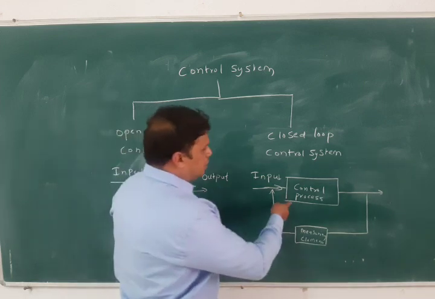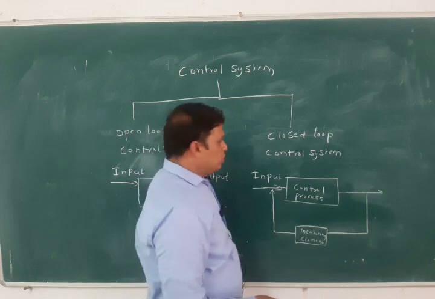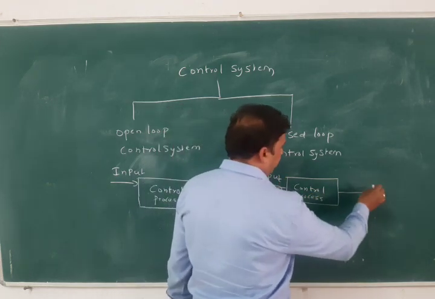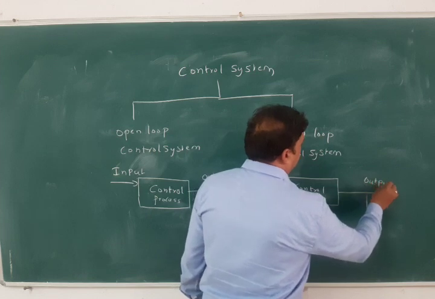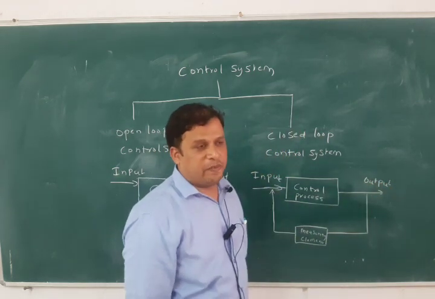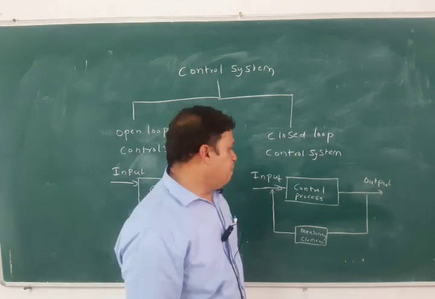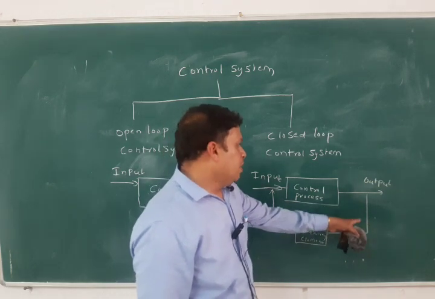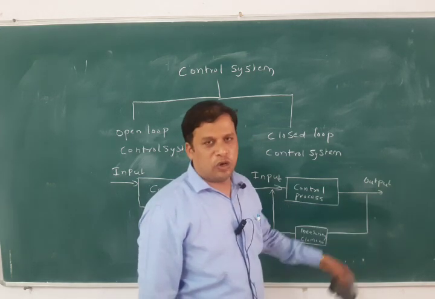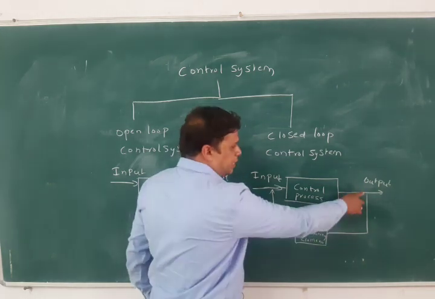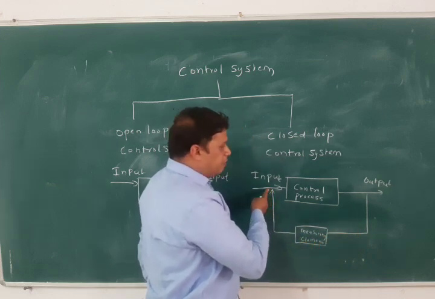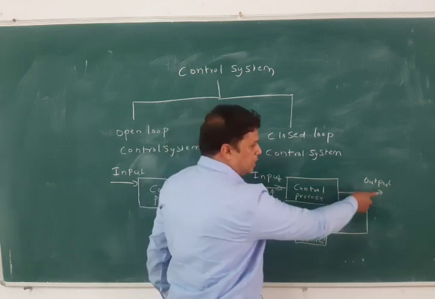But in the closed loop control system, you have input and control process, and you have output, as well as a measuring element, nothing but feedback. What is feedback? If the desired output is not reachable, you sense the output with a sensor and give it to the comparator, and this comparator will check the process and again give the proper desired output.